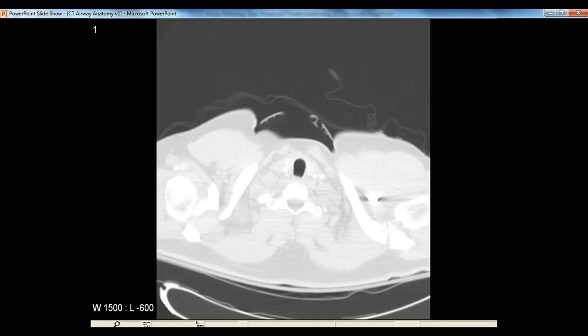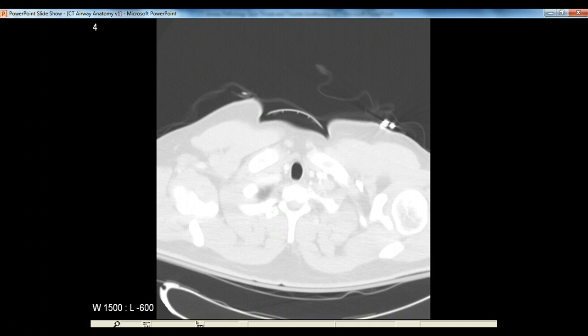Collarbones coming around in the front. All right, now we're down into a chest CT. Collarbones coming in on the front. And look, you're looking at the level of the collarbones.